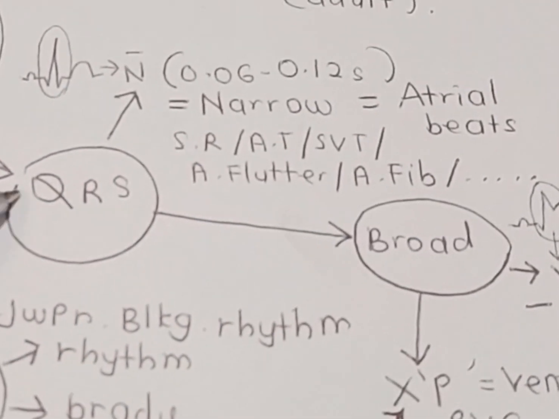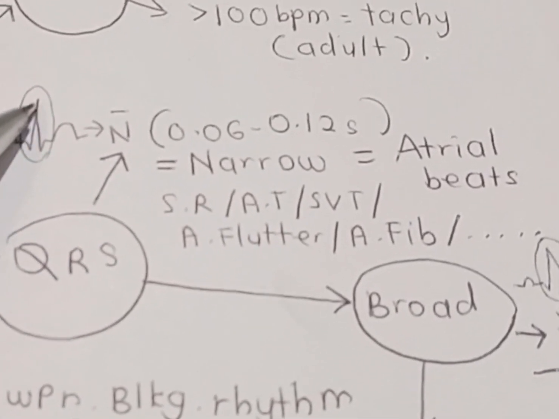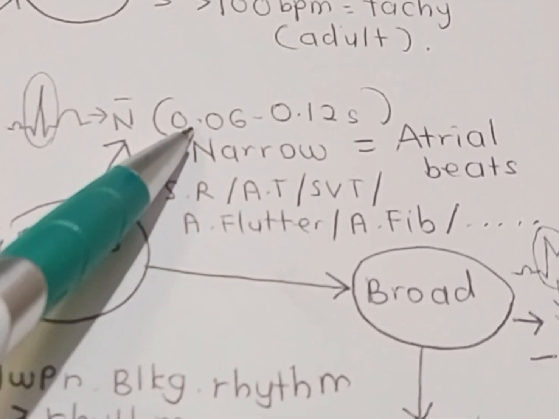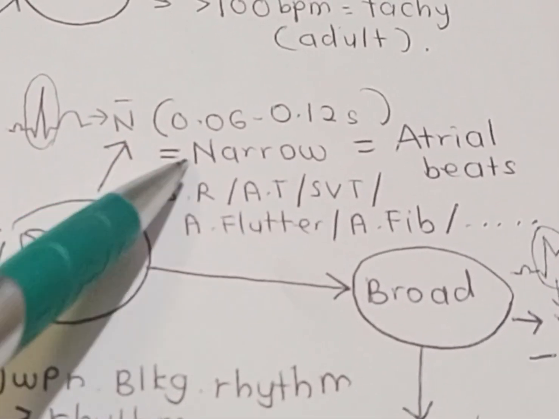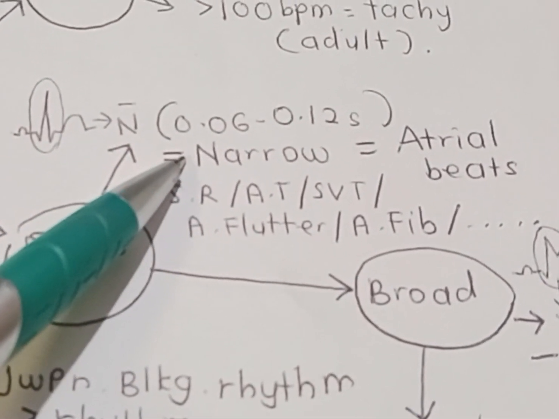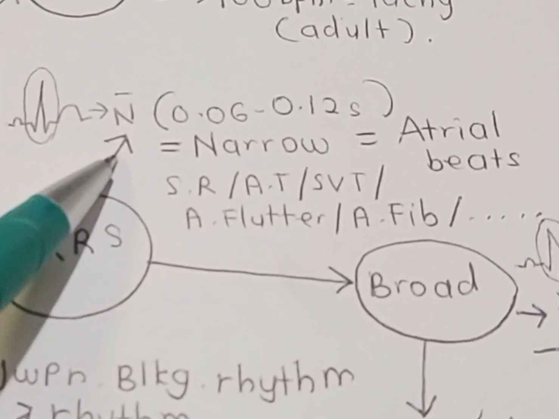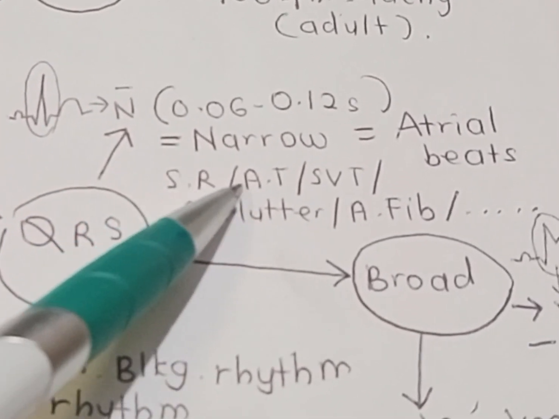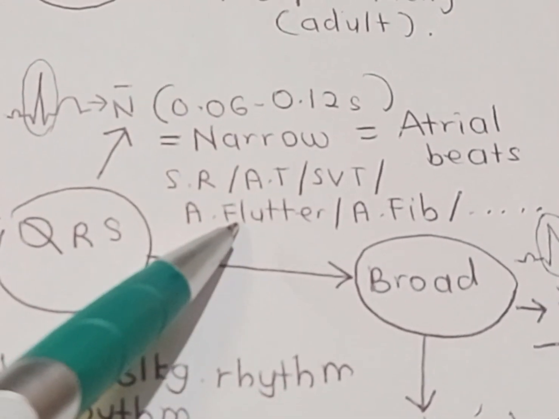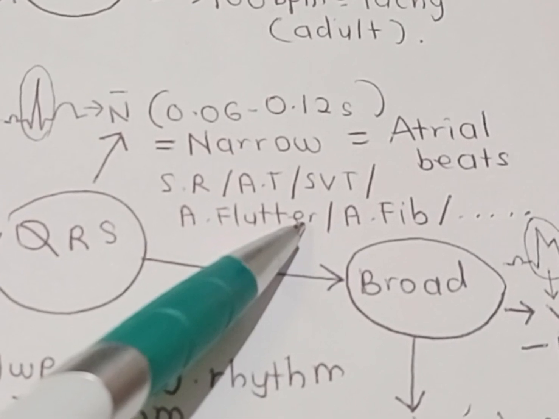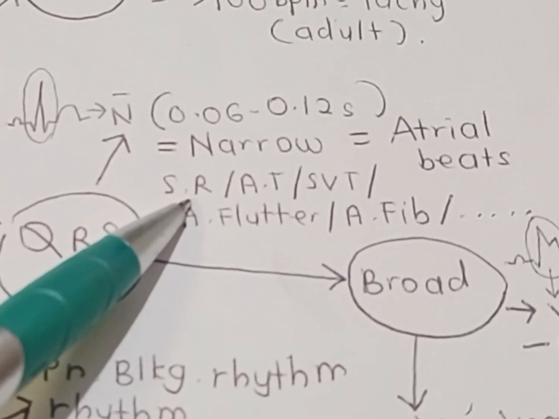This is about QRS duration. Normal QRS duration is 0.06 to 0.12. This is narrow. Narrow means it is an atrial beat. What are examples of narrow QRS? Sinus rhythm, atrial tachycardia, supraventricular tachycardia, atrial flutter, atrial fibrillation, junctional rhythm, all are narrow QRS.